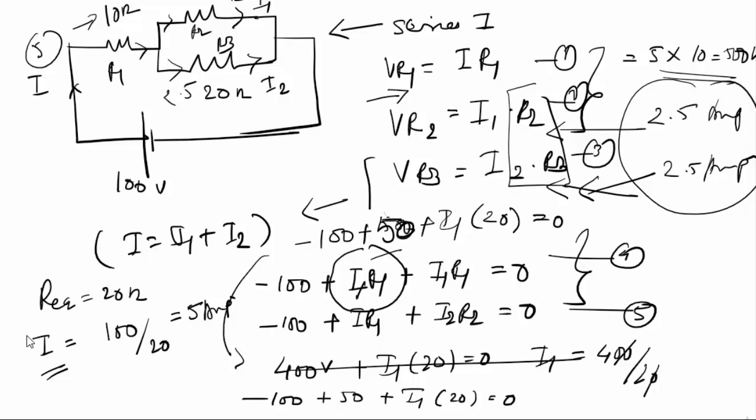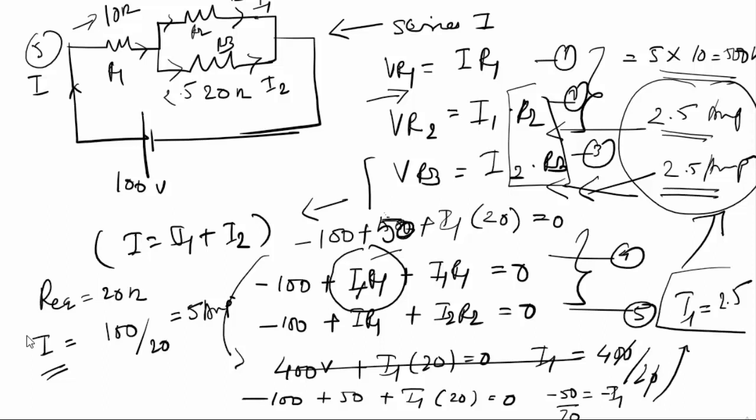So that is equal to minus 50 divided by 20 equal to minus I1. So my I1 is equal to 2.5, which is the same as what I got by applying the current division, since the parallel resistances were the same. So again, whatever I have solved for this circuit is correctly validated, and even if you have these two resistances different, it is very simple to find.